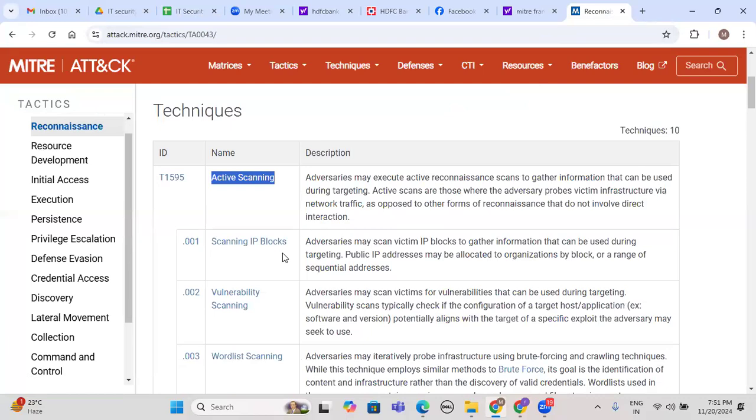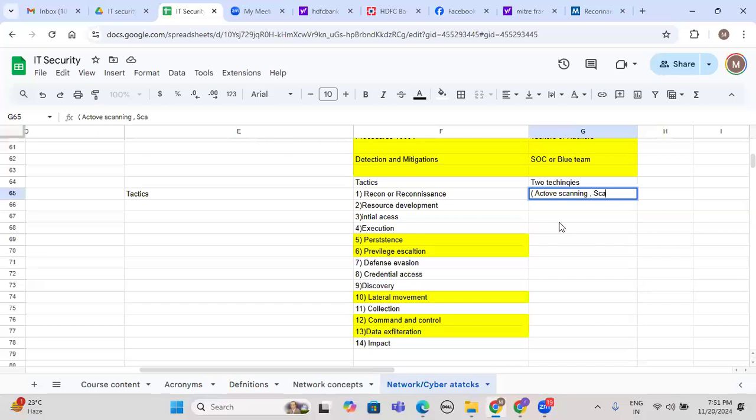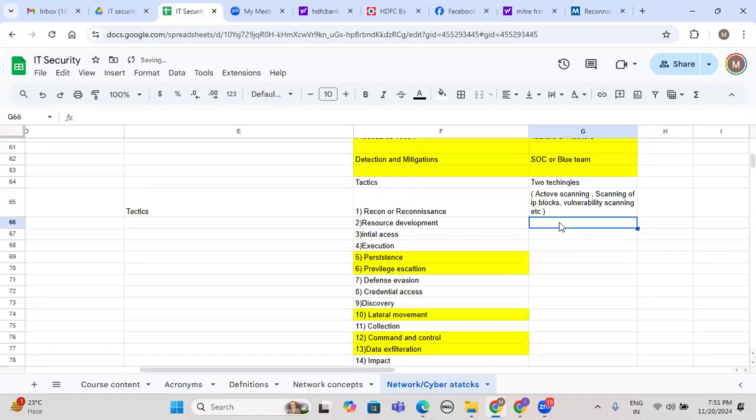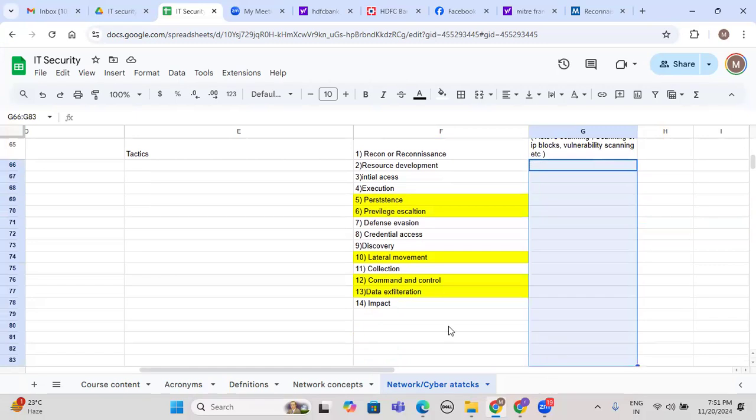Scanning of IP blocks, vulnerability scanning, extra. So I provided 3. In such a way, for each and every tactic we are going to discuss, you have to remember all these techniques as well. That means 14 into 3, altogether 42 techniques.